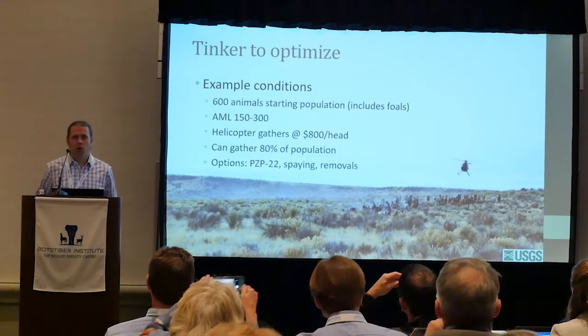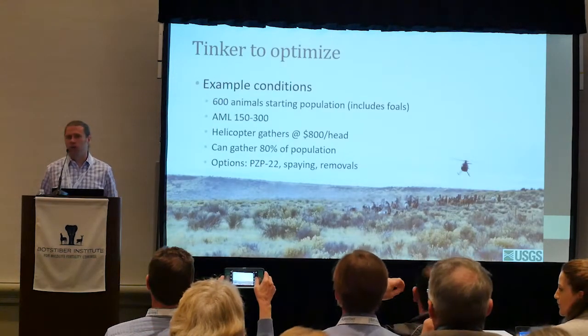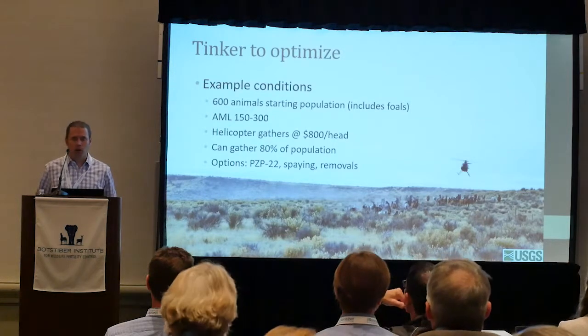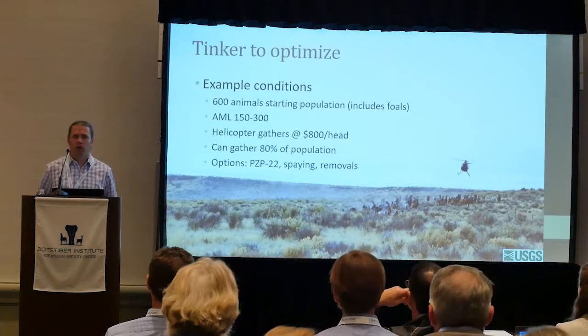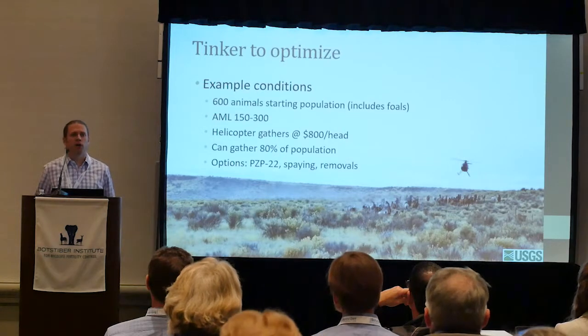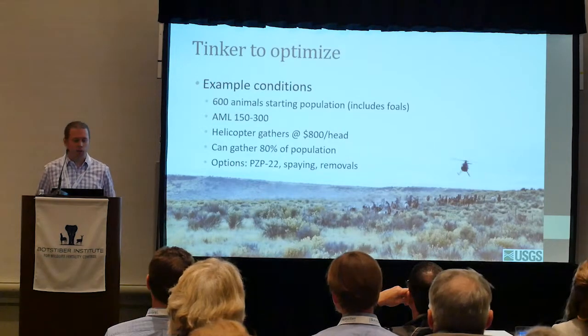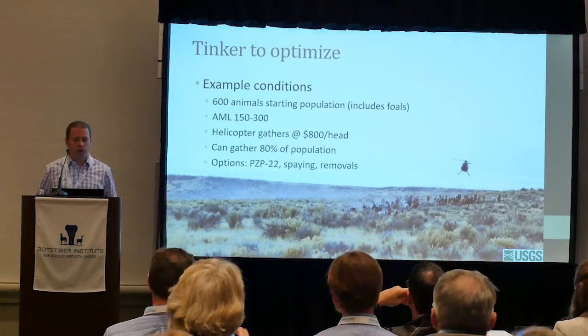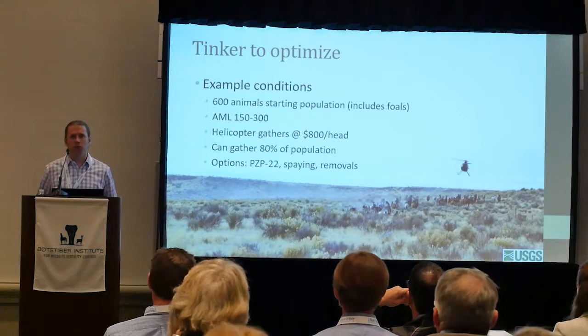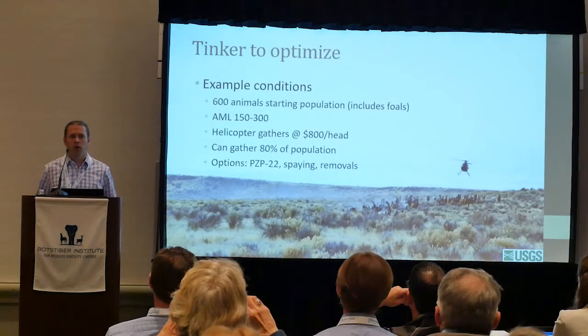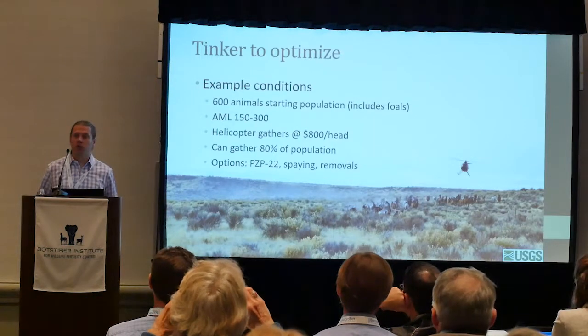So we're going to take an example scenario. Let's say we have 600 horses, which includes foals. We're going to say it is a BLM herd, and it has an appropriate management level, or AML, of 150 to 300 animals. We're going to do a helicopter gather, which we're going to say costs $800 a head. We're going to say we can gather 80% of the population.